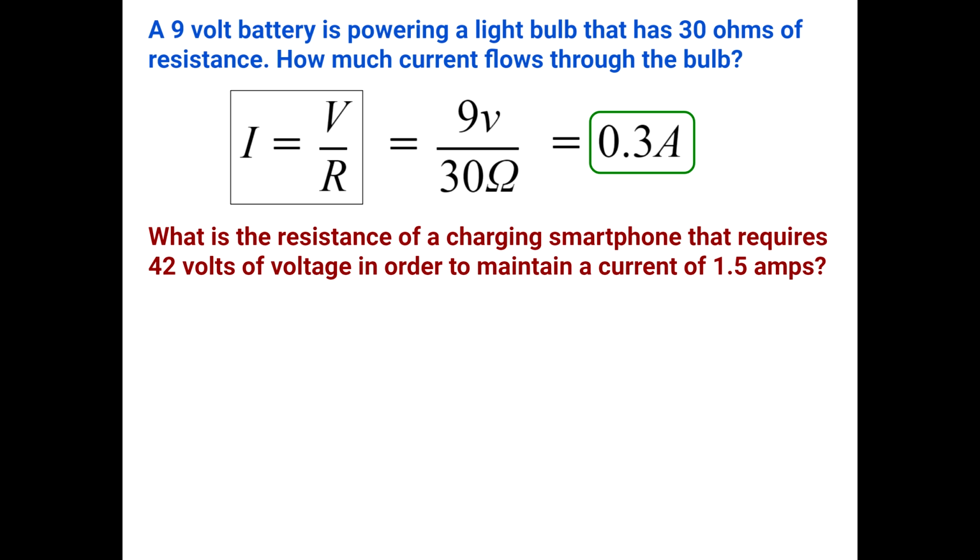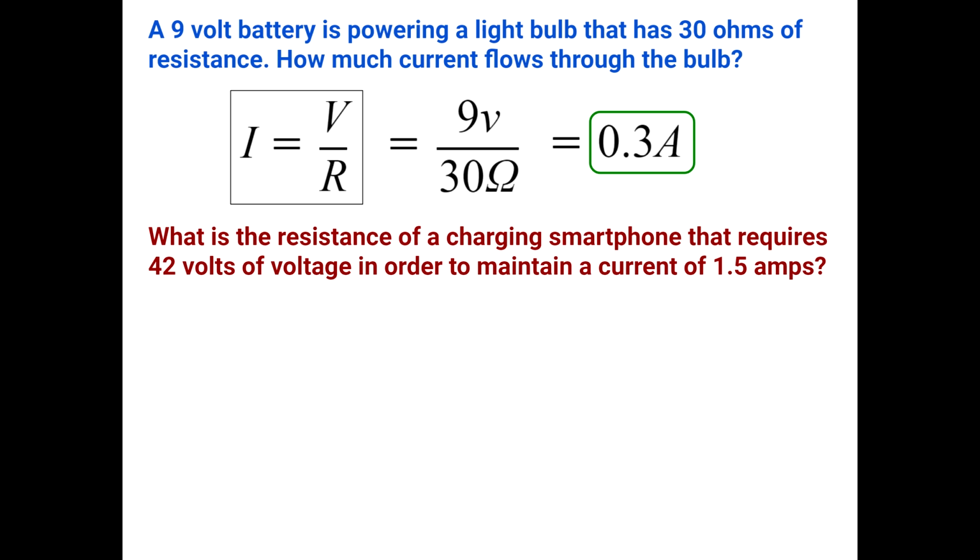What is the resistance of a charging smartphone that requires 42 volts of voltage in order to maintain a current of 1.5 amps, or amperes? These are actually realistic numbers, and if your current in your smartphone got too high, your smartphone could actually break, and not enough current, and your smartphone wouldn't charge fast enough. So these are realistic numbers for what a phone would need to constantly feel in order to keep charging. They ask in this question, what is the resistance?